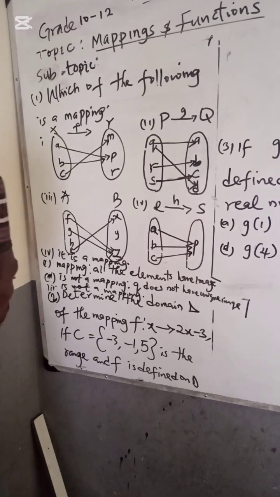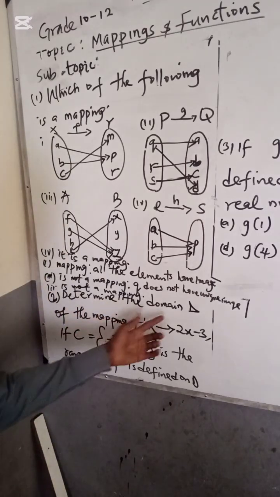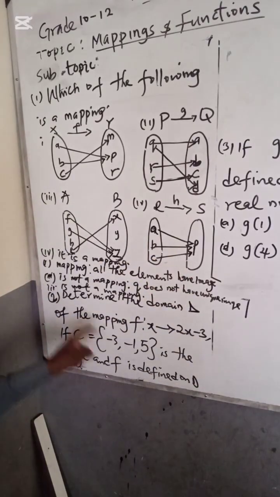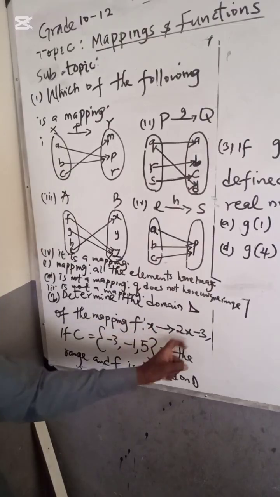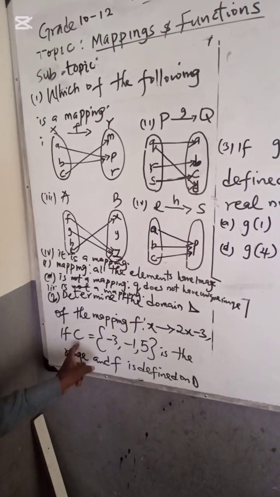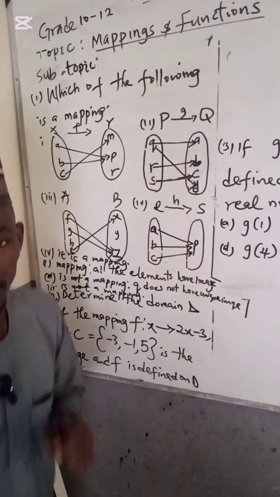Now we move to the second question. It says, determine the domain D of the mapping F in the relation x produces 2x minus 3, if the range is minus 3, minus 1, 5.